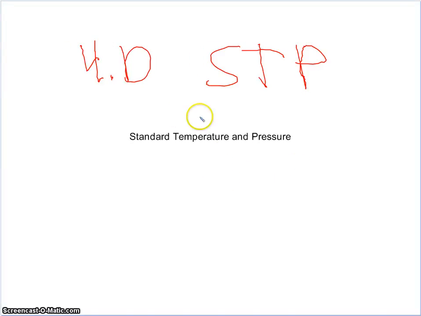Alright people, let's talk about standard temperature and pressure. I know you've been dying to talk about standard temperature and pressure.